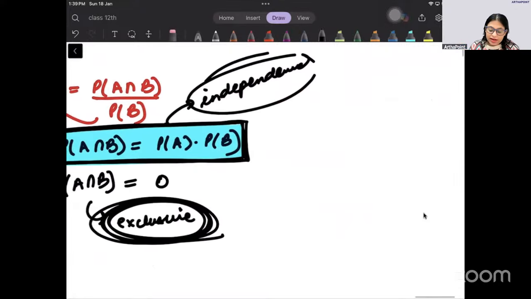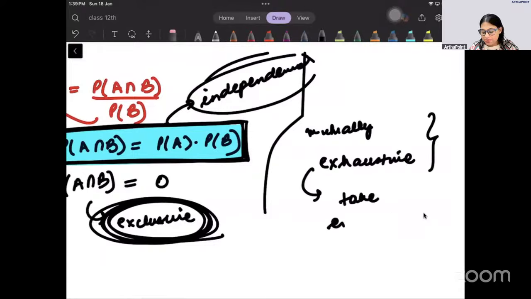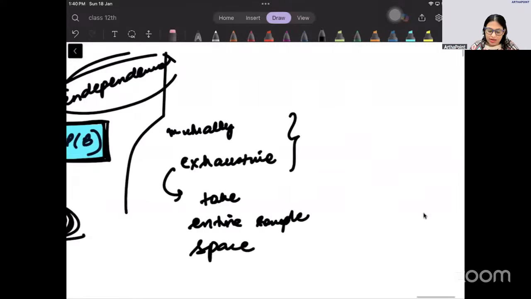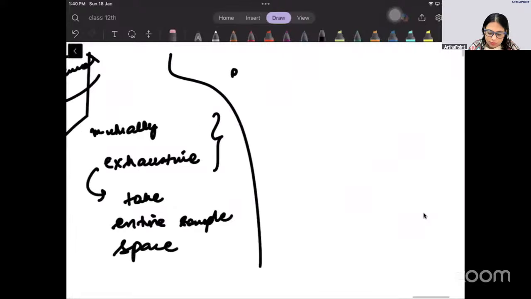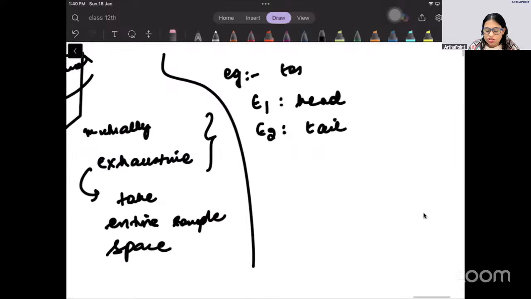Now here we have another term which is mutually exhaustive. Exhaustive means that they take the entire sample space. These events make up the entire sample space. जैसे, for example, if I tell you event E1 is getting a head, and event E2 is getting a tail, and I am tossing a coin.